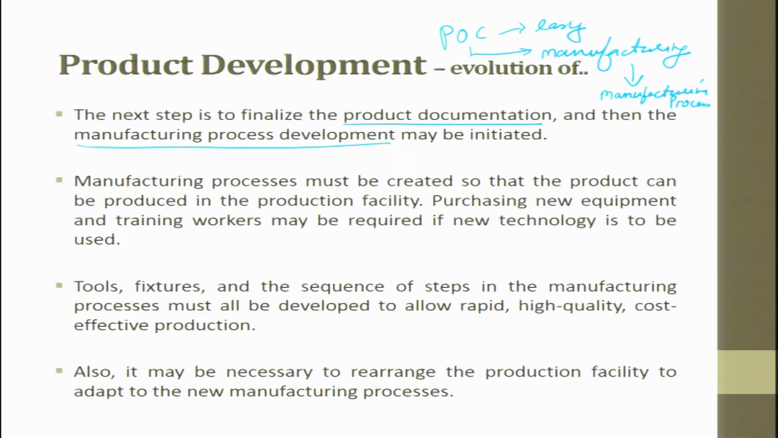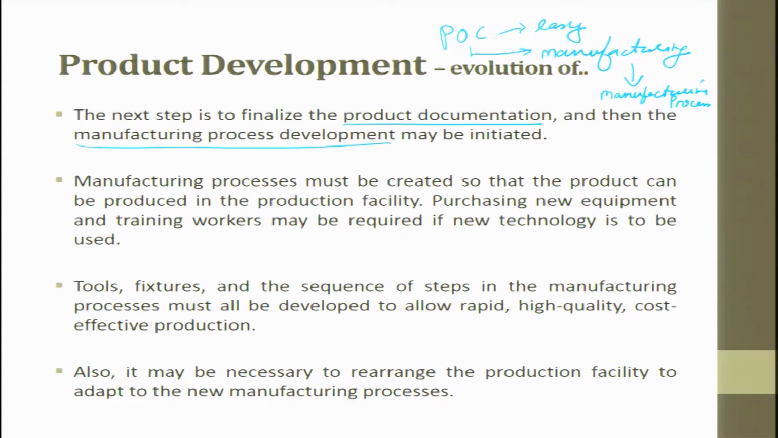As I told you, making a hole can be done by drilling, can be done by water jet, can be done by laser, can be done by trepanning operation, it can be done by EDM, it can be done by ECM, all these processes can drill a hole. Now, you have to decide upon the specification which process to choose and how it will satisfy your requirement. The manufacturing process must be created so that the product can be produced in the production facility.